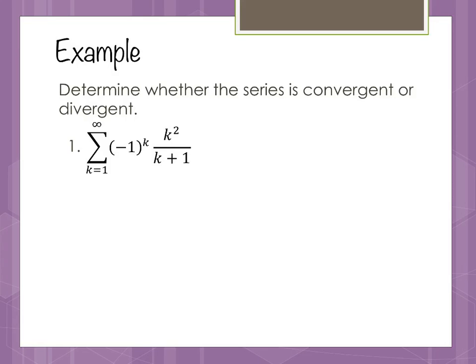All right, so we're going to find out what the limit as k approaches infinity is of k squared over k plus 1. The (-1)^k doesn't affect any of the sequencing. We want to know what the limit is of the sequencing that doesn't have the sign changing. So far, so good?